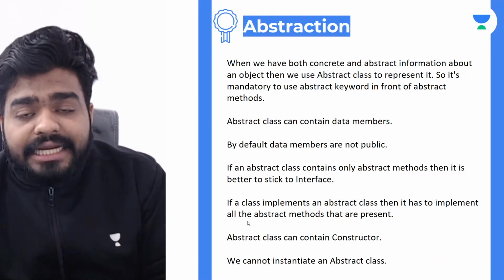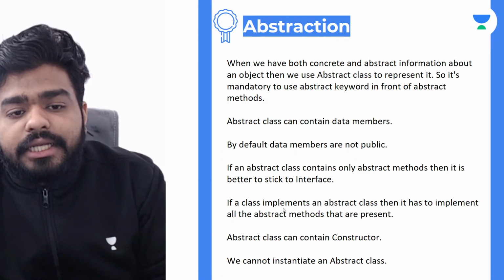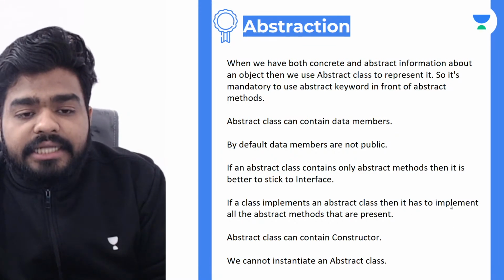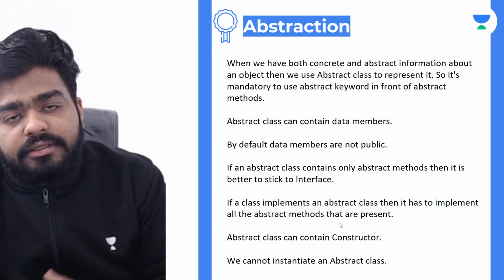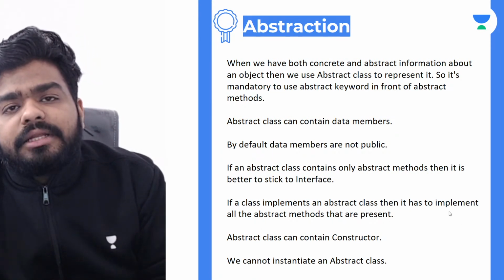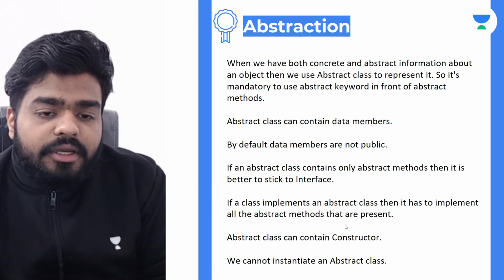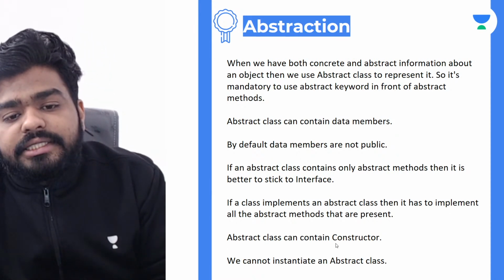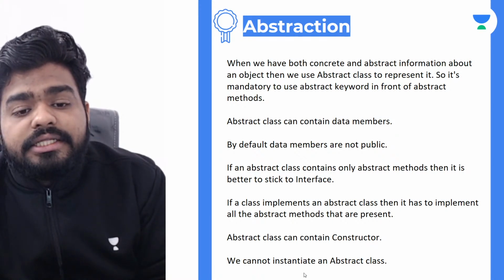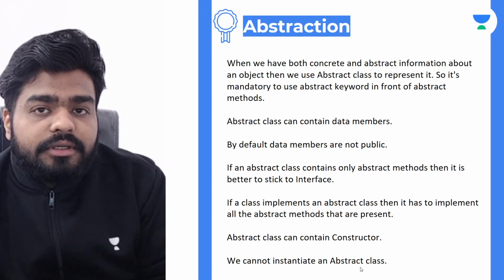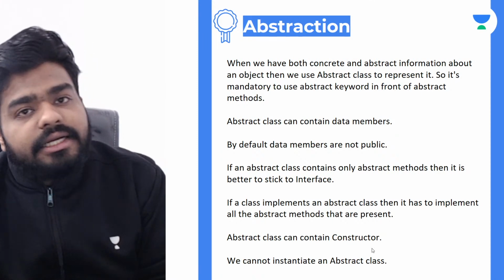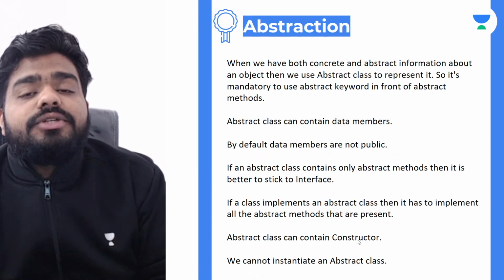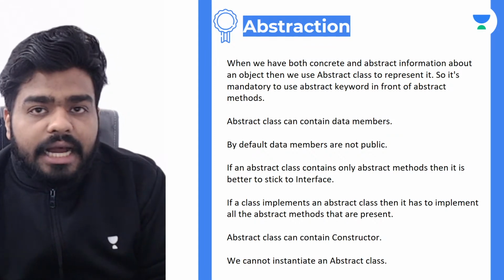Okay, so that's what is saying here. If a class implements an abstract class, right, then it has to implement all the abstract methods that are present. Implement मतलब define करना. ठीक है? Abstract classes can contain constructor. We cannot instantiate an abstract class. ठीक है? So abstract class can contain constructor, but उस constructor का रोल क्या है? सिर्फ चीज़ों को देखना और काम करना. That's it.